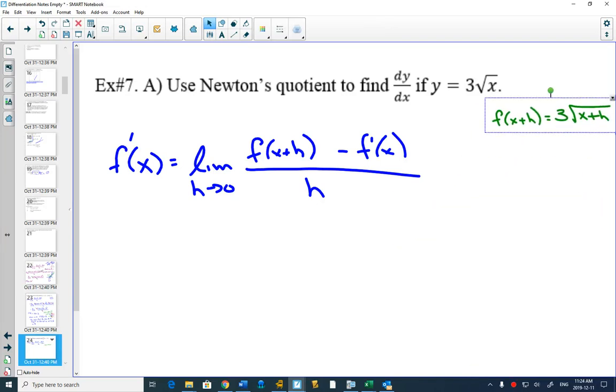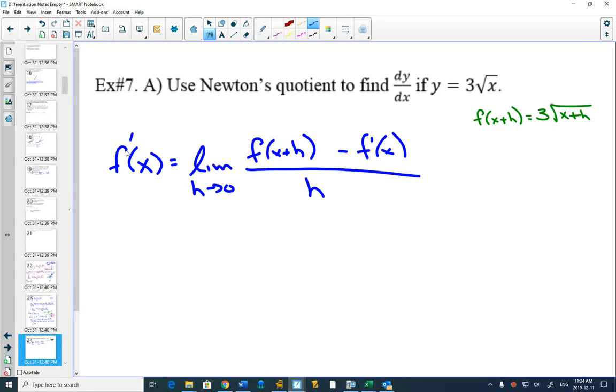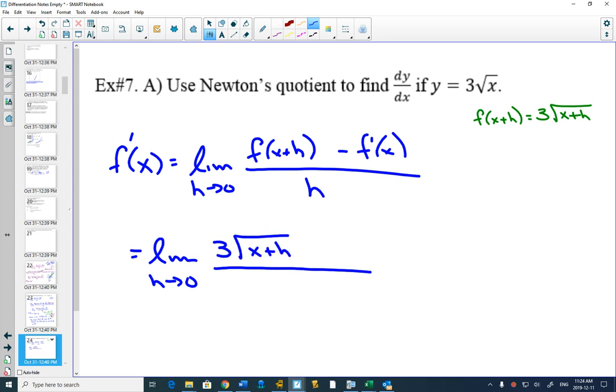Make it a little bit smaller, put it off to the side. Now I can go back to my formula here and write limit as h goes to 0. f of x plus h is 3 root x plus h, f of x was 3 root x, all over h. Oh. What didn't happen this time, like what happened with all the nice polynomial ones? Nothing canceled out.